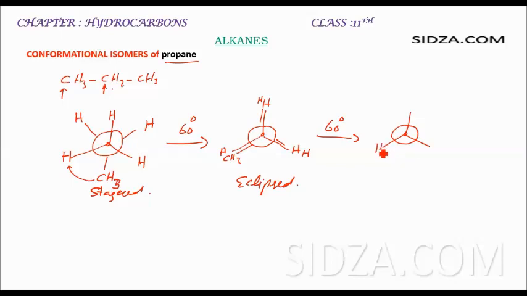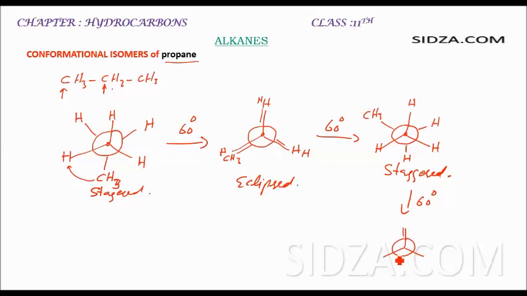So let's have hydrogen atoms here for the front carbon. Again, a rotation of the back carbon. What do you get? This is a staggered one, right? Again, this is a staggered one. It's the same thing. Again, a rotation of 60 degrees. What do you get? You get the eclipsed one.